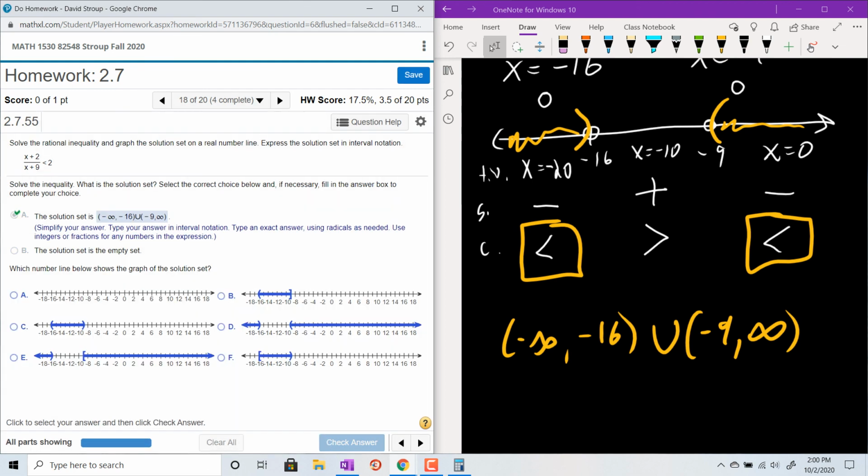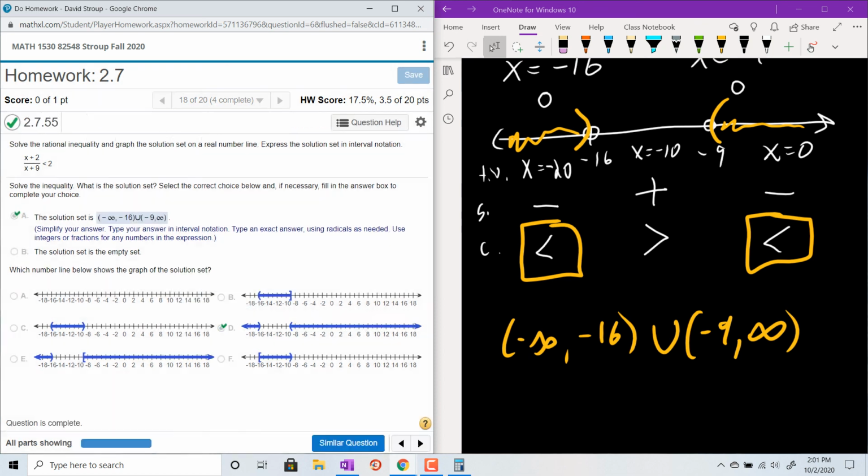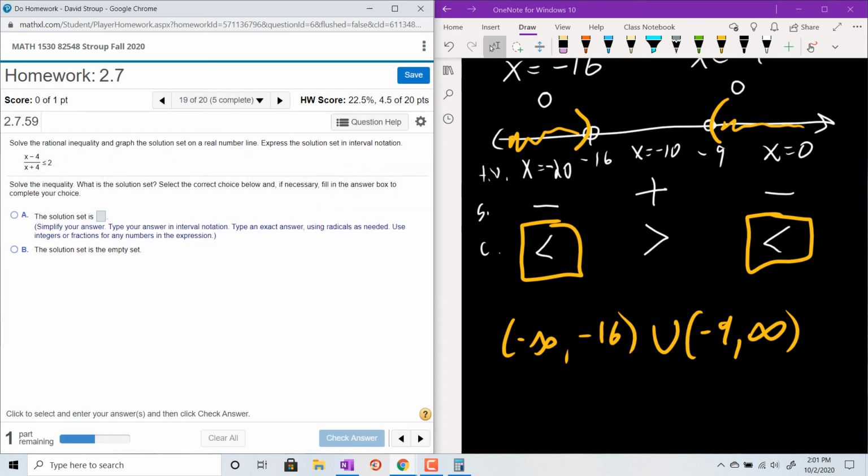And then we need to plot it. We already plotted it, so it's negative 16 and then negative 9 on. So it looks like it's this guy. Yay.